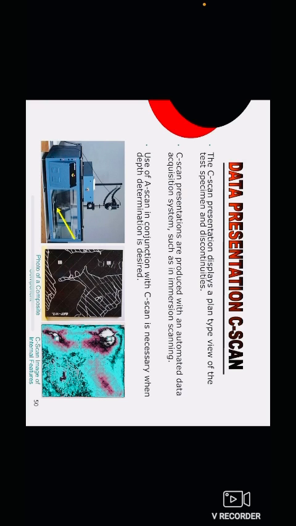And C-scan. The C-scan presentation displays a plane-type view of the test specimen and discontinuity. C-scan presentations are produced with an automated data acquisition system, such as in immersion scanning. Use of A-scan in conjunction with C-scan is necessary when depth determination is desired. This is a photo of composite components and a C-scan image of internal features.